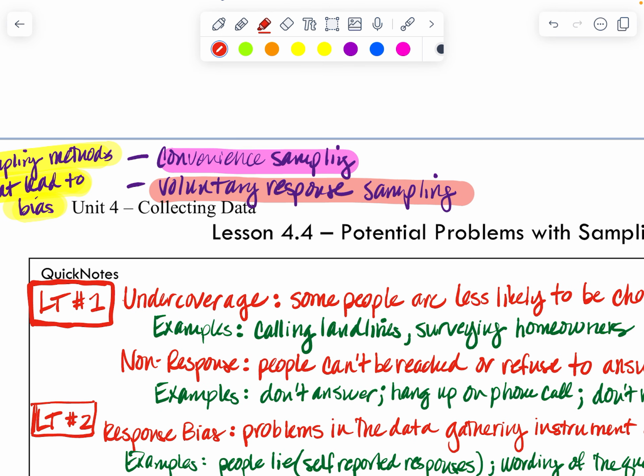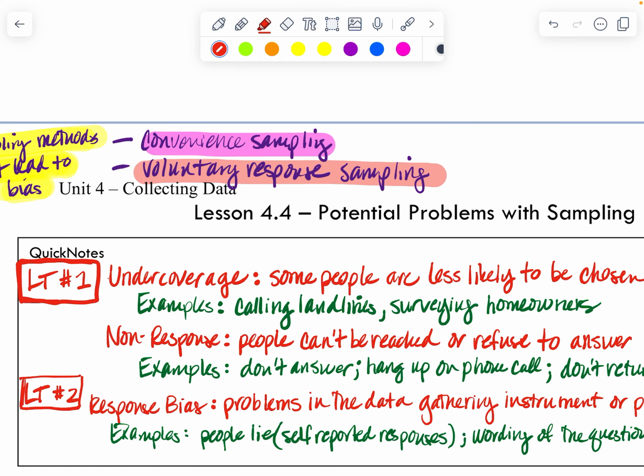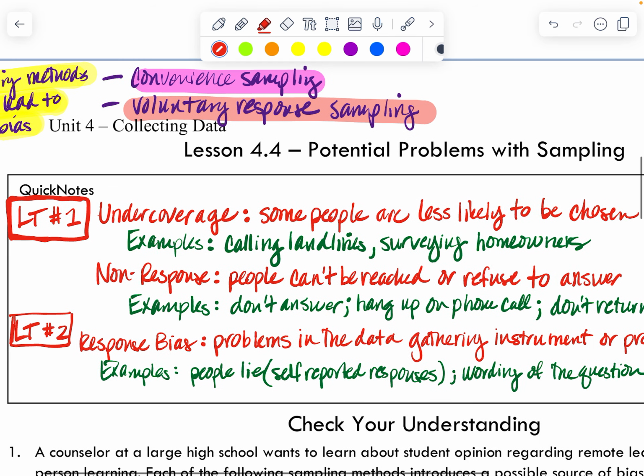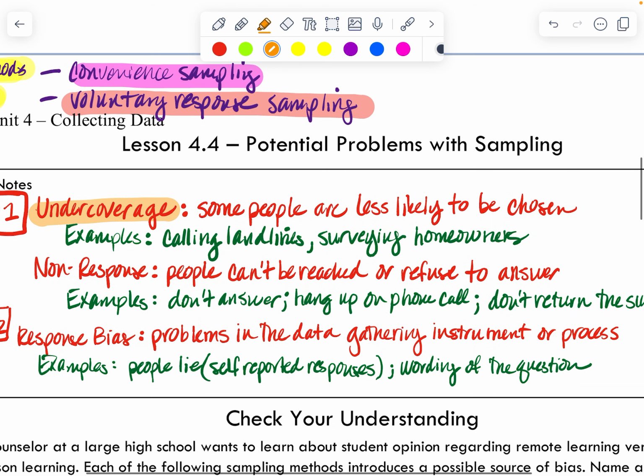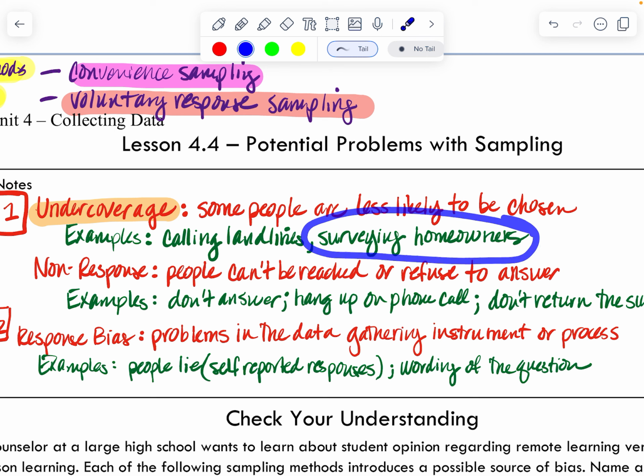The other ones that we're talking about today that we just talked about in those examples are other ways that show up. So we've got undercoverage, right? So undercoverage is when some people in the population are less likely to be chosen, right? So some examples of that are like calling the landlines, or if we only survey homeowners, then we're leaving out people who rent or who live in apartments or who live with multiple families, right? So that's one type, undercoverage.